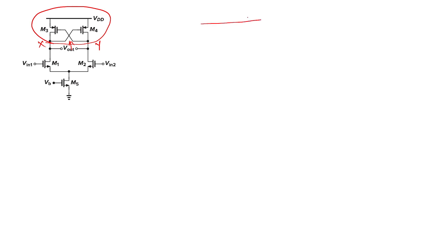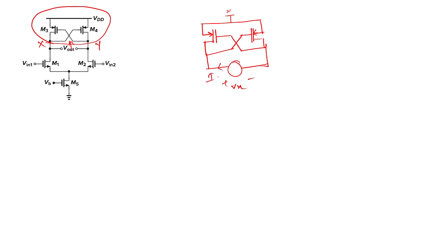First, draw the AC equivalent of this circuit. Here we will place Vx and Ix to calculate the output impedance. This is the Vx, and the current flowing from the voltage source is Ix. If we are able to find Vx/Ix, then we can find the impedance provided by this structure.